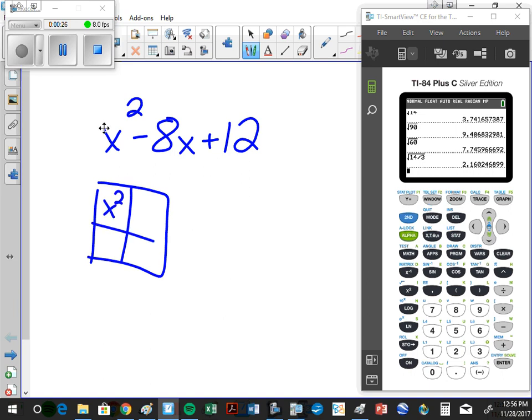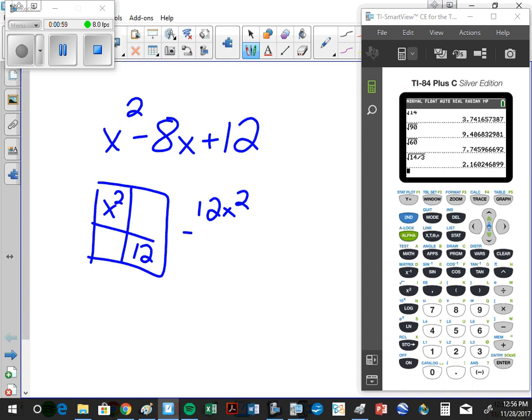x squared and 12, multiply those together, 12x squared. Are there factors of 12x squared that add to be negative 8x? Well, the 12 is positive. What does that tell me about the factors? They're either plus plus or minus minus. Right? So the middle sign is negative, which tells me they're both negative.